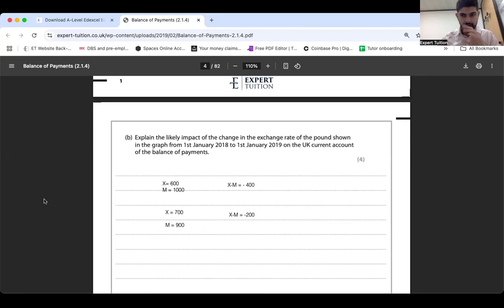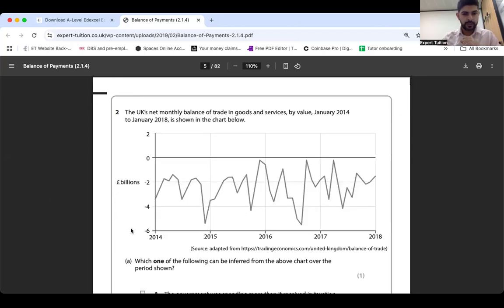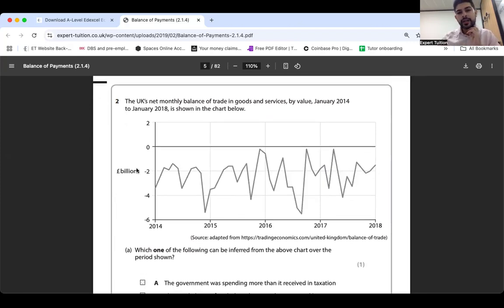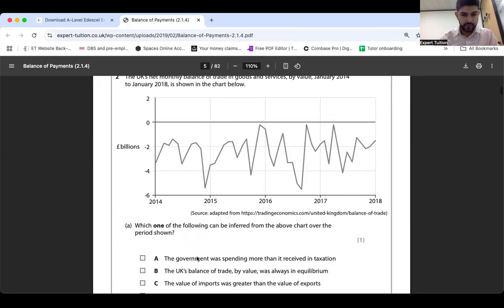So that's a nice starting point in terms of this booklet. Let's go into a few more questions to see how we get on. So, what does it say? The UK's net monthly balance of trade in goods and services by value, January 2014 to January 2018, is shown in the chart below. Firstly, before you even read the question, notice that we are consistently and always in deficit. We have never in this chart gone into surplus, because it's always negative. Which of the following can be inferred from the above chart?